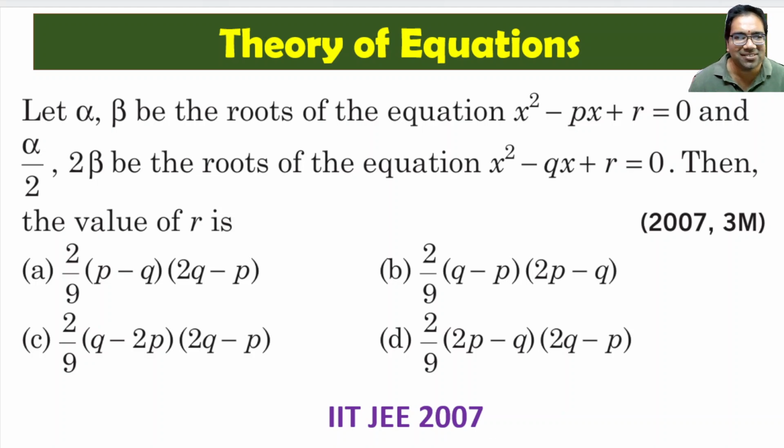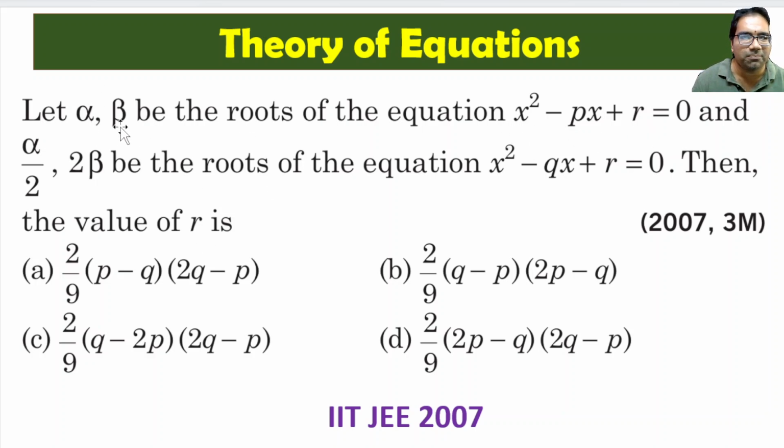Hi friends, here is a very easy problem. We are given that alpha, beta are roots of the equation x squared minus px plus r, and alpha by 2, 2 beta are roots of the equation x squared minus qx plus r. Then what is r?